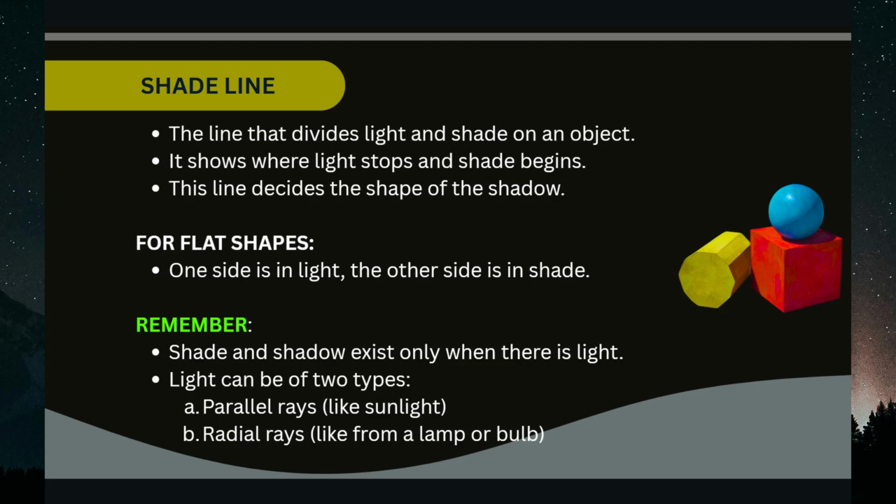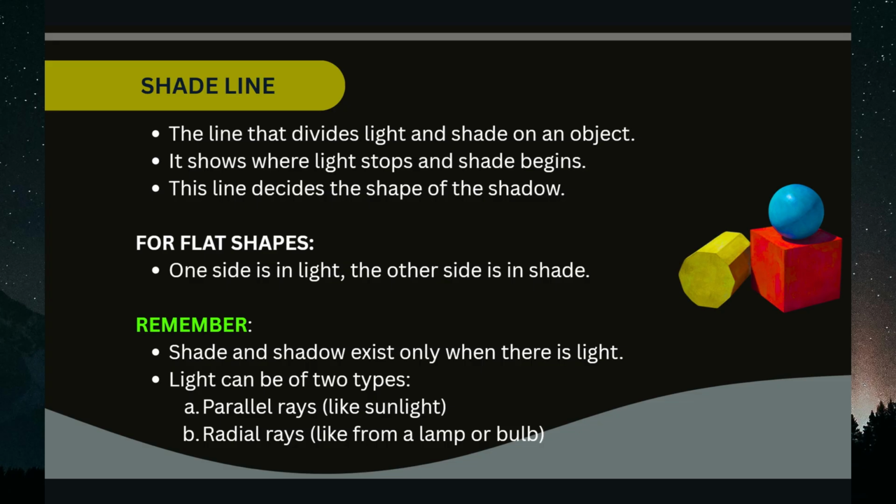For the flat shapes, such as cube, cuboid, or any other 3D form that has a flat surface, one side is light, the other side is shade. I have shown you the example of the cube. This is talking about that. And always remember that shade and shadow exist only when there is a light source.